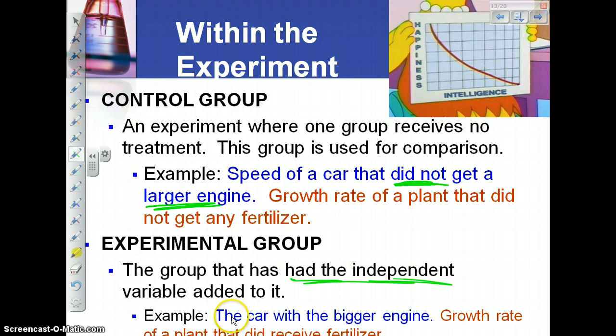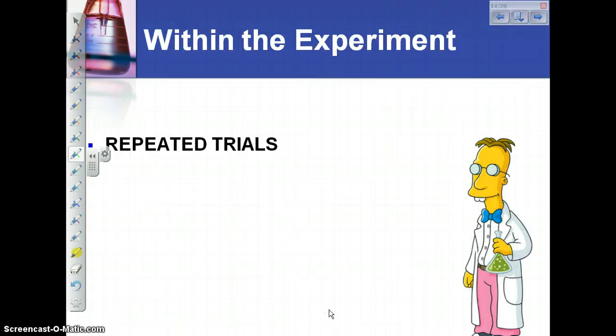So in our case of the car, it's the car that has a bigger engine. We're trying to see if that bigger engine will make the car faster. And within the experiment, obviously, you want to repeat trials. Now, I'm not saying you pull a Thomas Edison and go out and do 10,000 trials, but you should repeat your trials enough that you have good data, whether it be 5 times, 10 times, 100 times or 1,000 times. You should repeat your trials so that you're not doing an experiment just once.